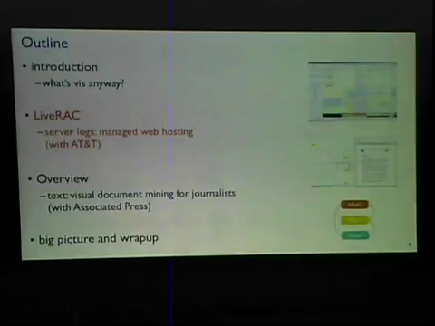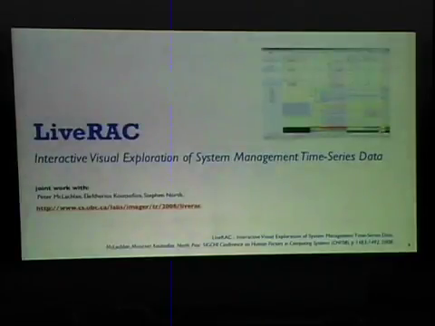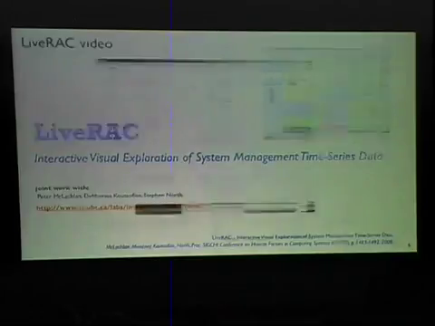Okay, so with that intro, I'm now going to blast onward and actually, instead of presenting the whole framework all at once, I'm going to talk you through systems and discuss some of these design choices. So I'm going to start with this LiveRack system. This was done jointly with Peter McLaughlin, Lefty Kotsofios, and Stephen North, the latter two at AT&T, who have big collections of time series data from systems management.